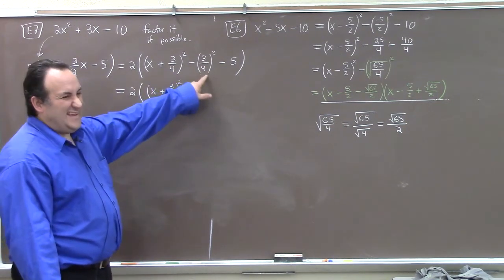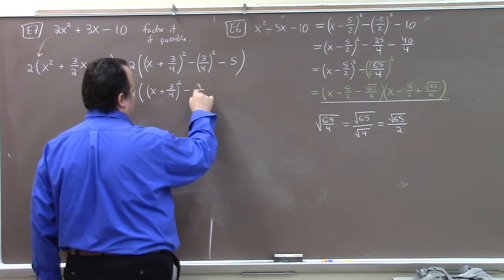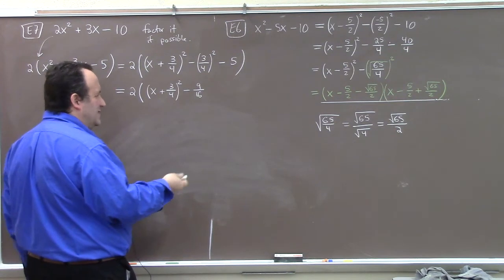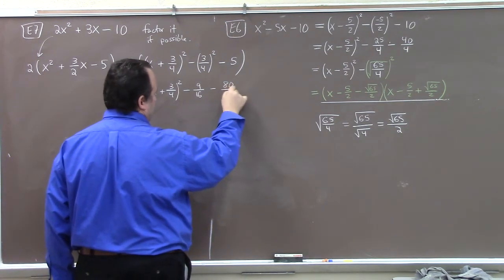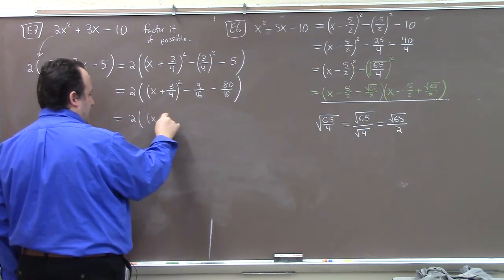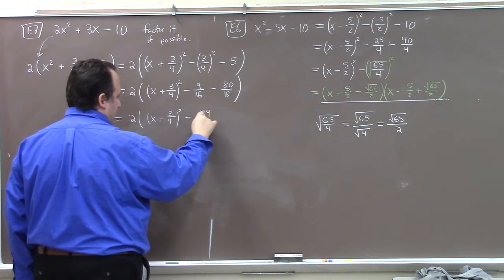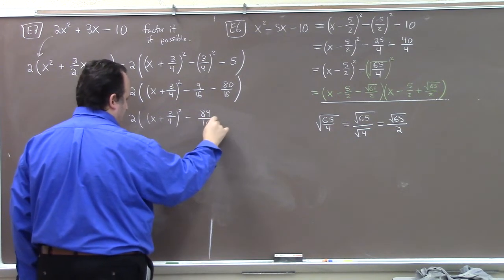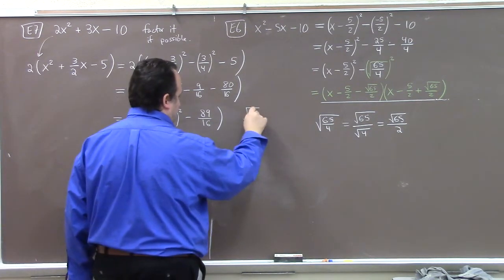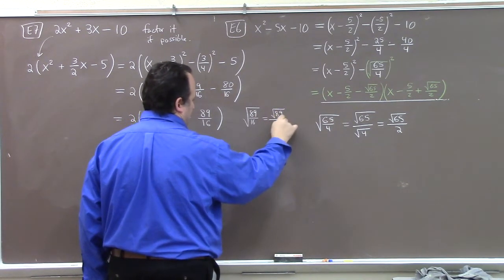Okay, so that's 16. So we got minus 9 over 16. How many 16ths is, well, 5 times 16 is 80. So minus 80 over 16. So what we got here is 2 times x plus 3/4 squared minus 89 over 16. So what's the square root of 89 over 16? It's just the square root of 89 over 4. I don't know, that might simplify, but I'm just going to write it like that.